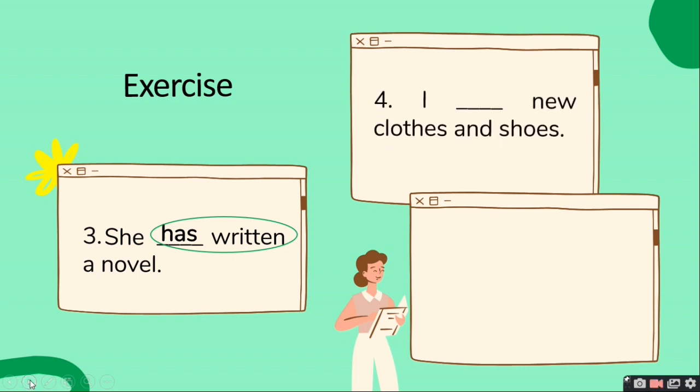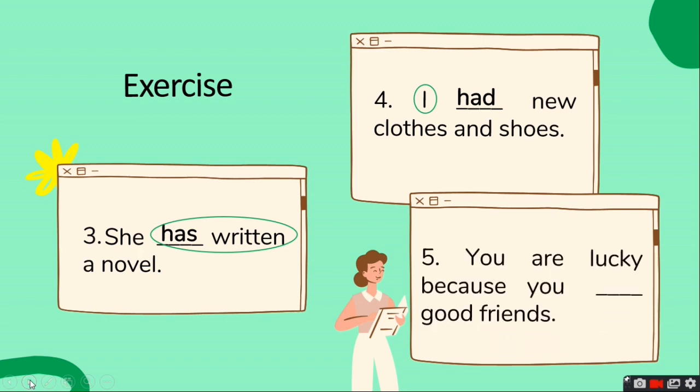Next, I blank new clothes and shoes. I have new clothes and shoes. Remember, with the pronouns I and you, we always use have. But when the event is already finished or the clothes or shoes you are referring to are old, you can say, I had new clothes and shoes last Christmas, for example.